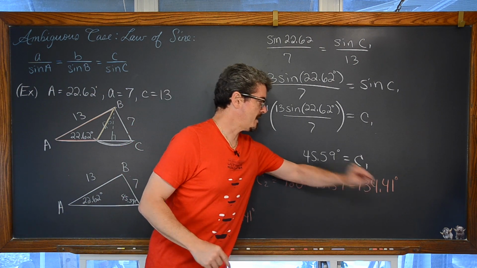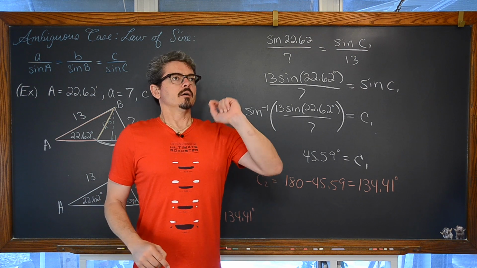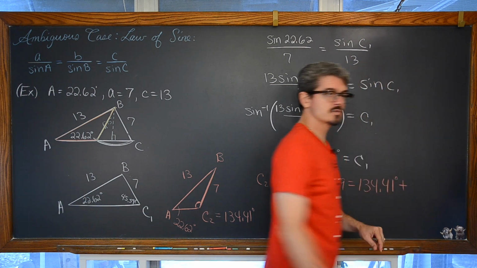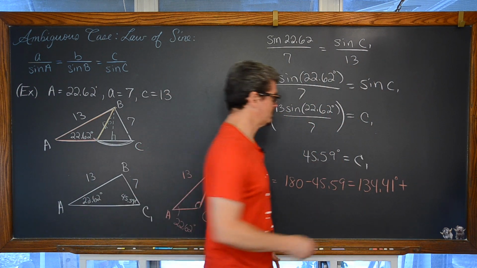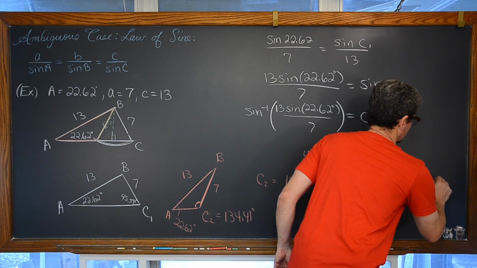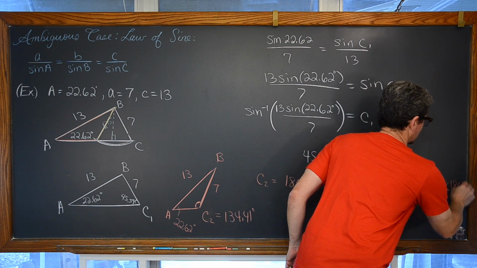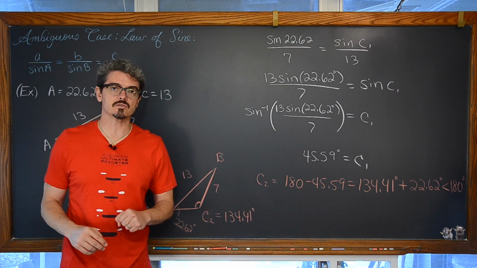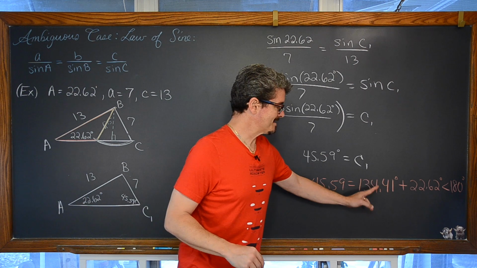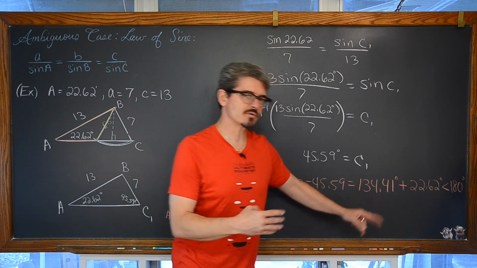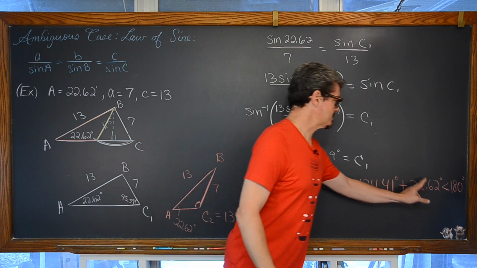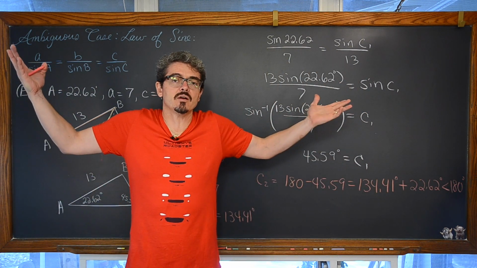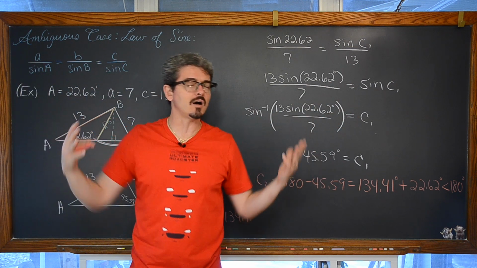If you didn't do a height check, here's all you have to do. Is the second possible measure of the first angle that you found, in this case C sub 2, plus the original angle of 22.62 degrees, less than 180 degrees? Because if so, voila, you have a second triangle. If the new second possible measure of the first angle you found plus the original angle ends up being greater than 180 degrees, well, you can't make a triangle with two angles that are already over 180 degrees.